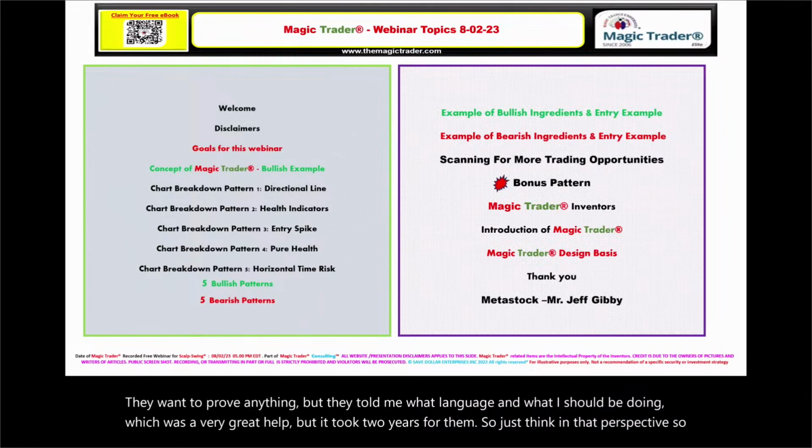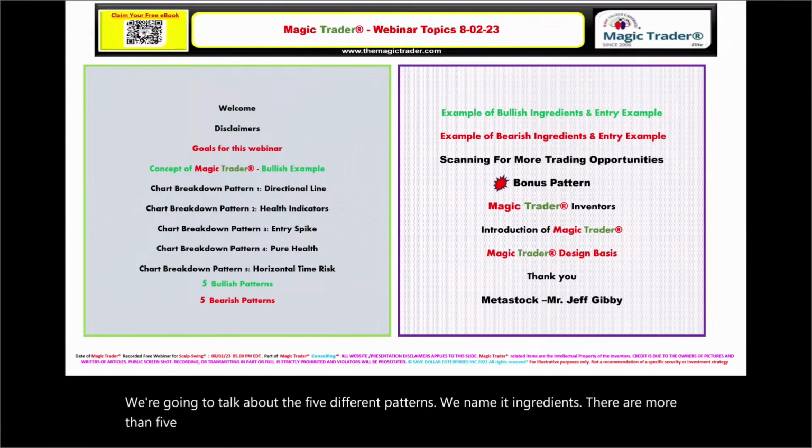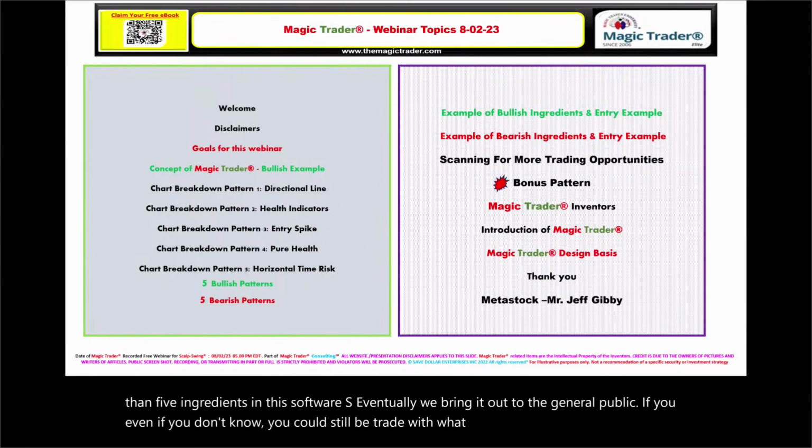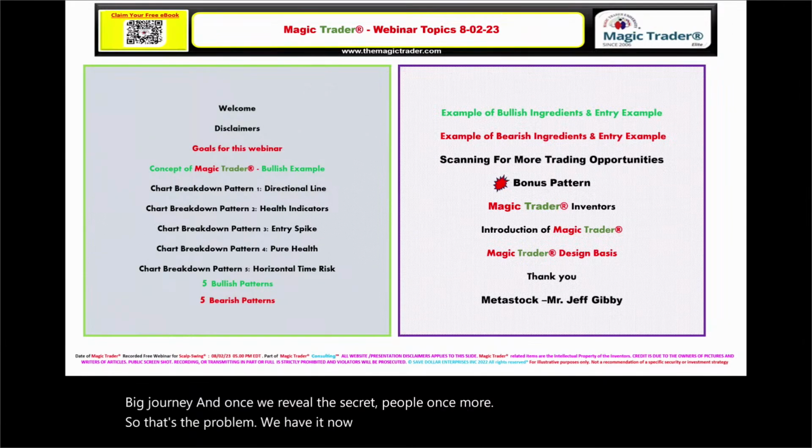So we're going to talk about the 5 different patterns. We name them the ingredients. There are more than 5 ingredients in this software. So eventually we bring it out to the general public. Even if you don't know, you could still trade with what we teach you here. So it's like a big journey. And once we reveal the secret, people want more. That's the problem we have, because now they want to know everything, because they're making good progress.